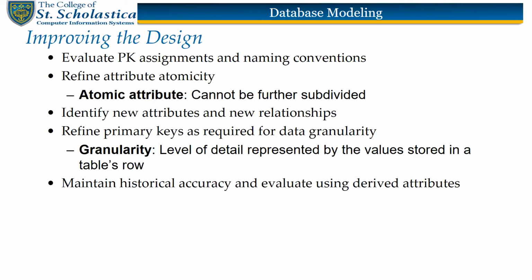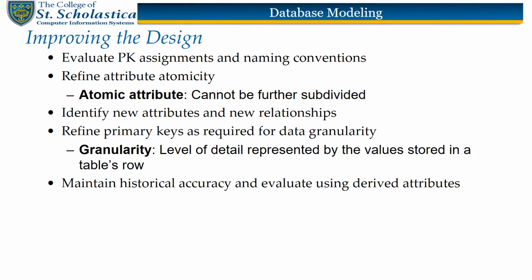Now that the table structures have been cleared up to eliminate the troublesome partial and transitive dependencies, we can focus on improving the database's ability to provide information and on enhancing its operational characteristics. Database designs are improved by evaluating the PK assignments, naming conventions, and attribute atomicity. An atomic attribute is an attribute that cannot be further subdivided.